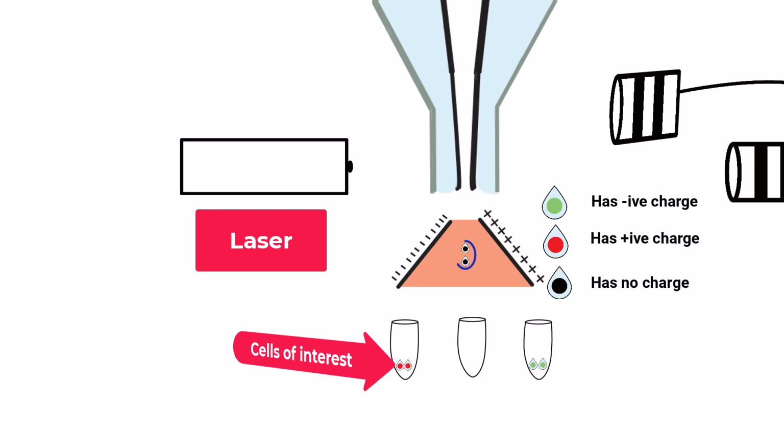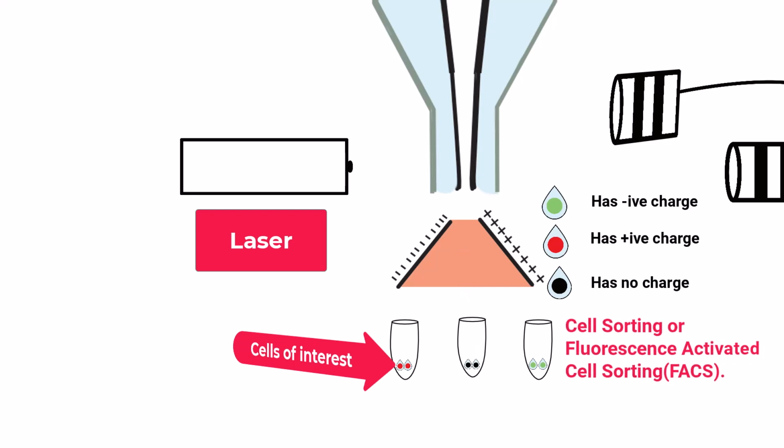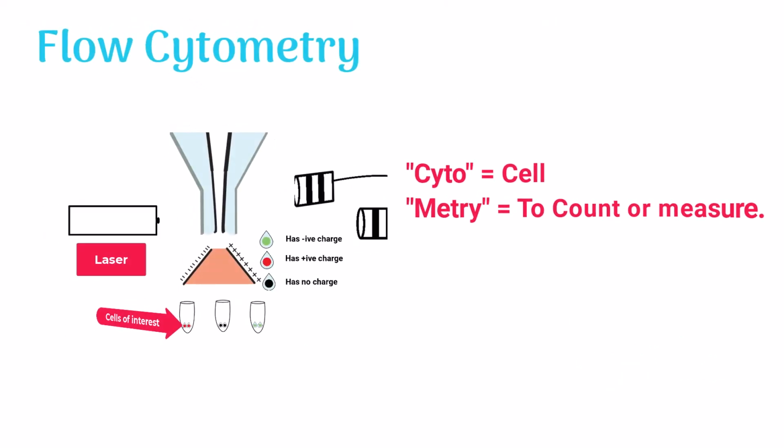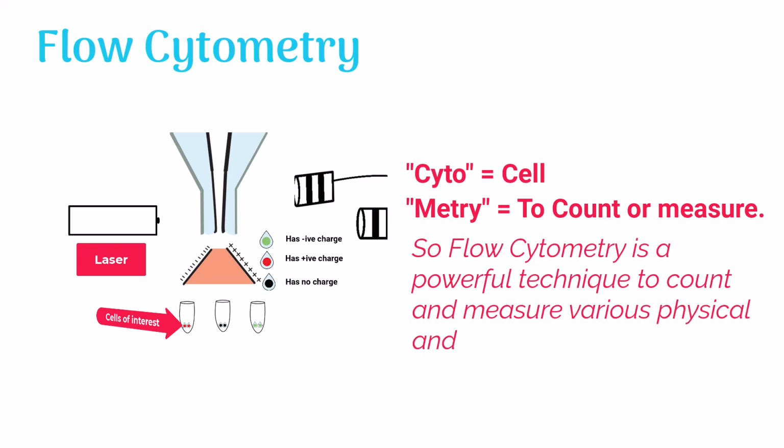The black droplets have no charge on them, so they do not experience the electric field and fall into the middle tube. This process is known as cell sorting or fluorescence-activated cell sorting. The word cyto means cell and metry means to count or measure. So flow cytometry is a powerful technique to count and measure various physical and chemical properties of the cell.